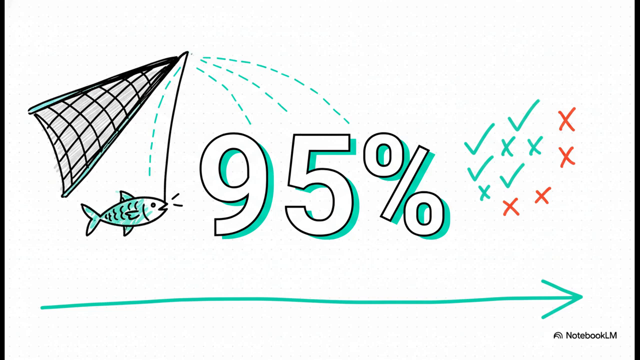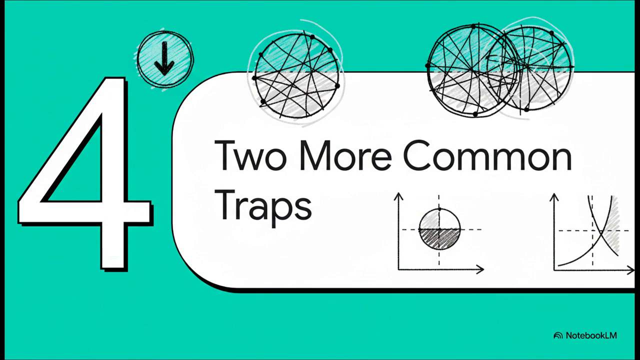So that number, that 95%, that's what we call the confidence level. It's a measure of how good our procedure is over the long haul. It's the success rate of our net throwing technique, not the probability that any single throw is a hit. All right, now that we've nailed the main fallacy, let's quickly flag two other common traps that researchers have pointed out. This way you can avoid them too.